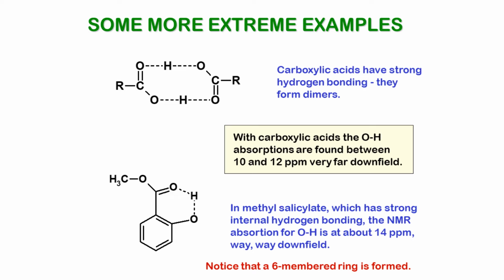Carboxylic acids exhibit strong hydrogen bonding, forming dimers and causing significant downfield shifts in the NMR spectrum. Methyl salicylate also shows extreme downfield shifts due to internal hydrogen bonding.